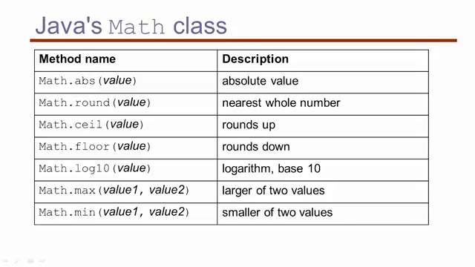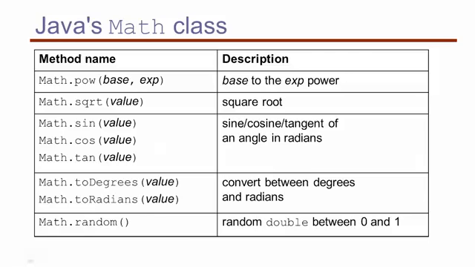We see we can compute the absolute value, we can round a value to the nearest whole number, we can round a number up or down, we can compute the logarithm of a number, and we can find the larger or smaller of two values. We can also compute the result of raising one value to the power of another. We can compute the square root and the standard trig functions sine, cosine, and tangent. Note that the trig functions expect the angle to be measured in radians rather than degrees. But luckily, there are methods that allow us to convert between degrees and radians. And there is a method that will return us a random floating point value in the range from 0 to 1. Note that this is an example of a method call with no parameters.